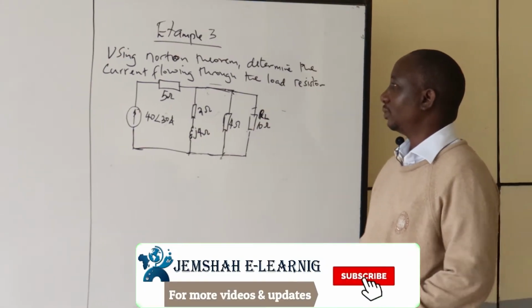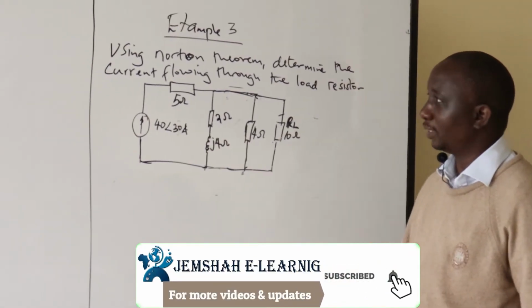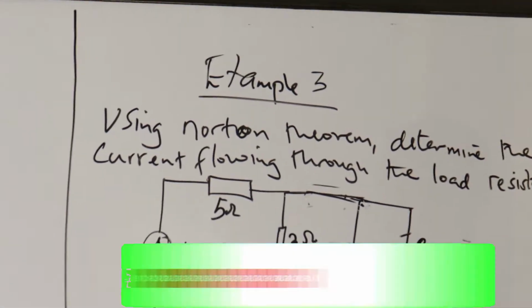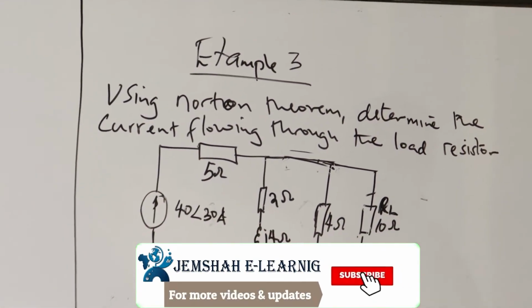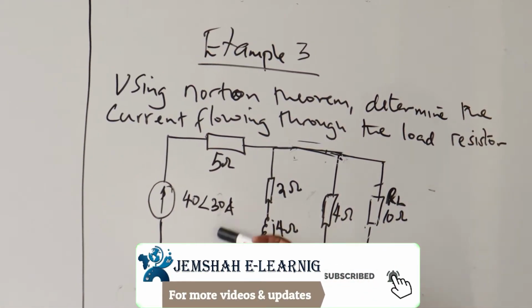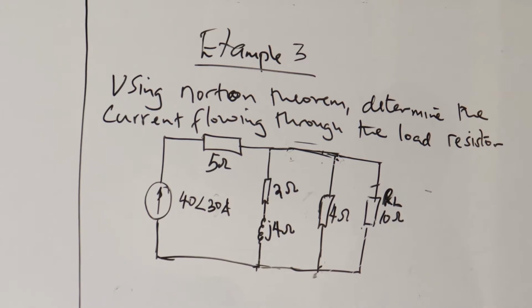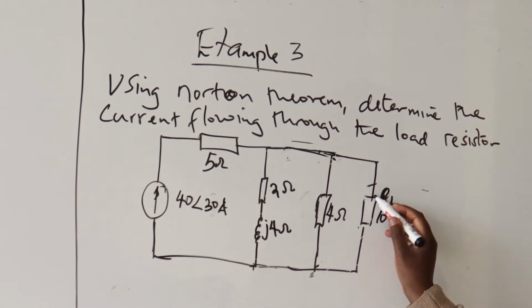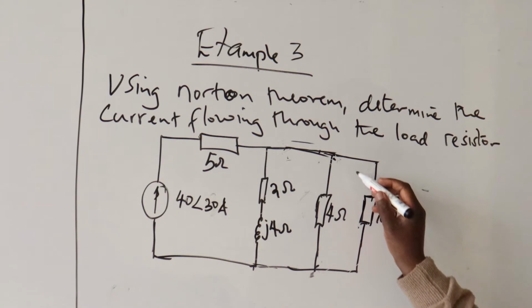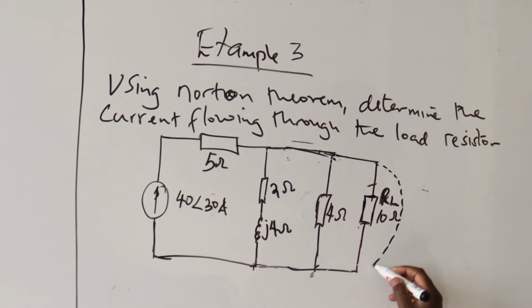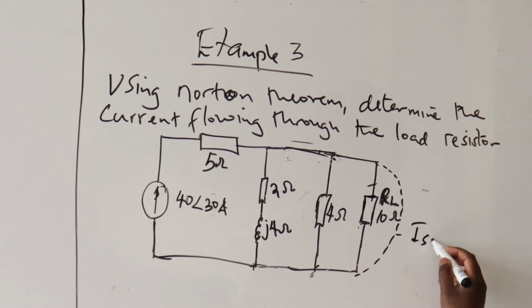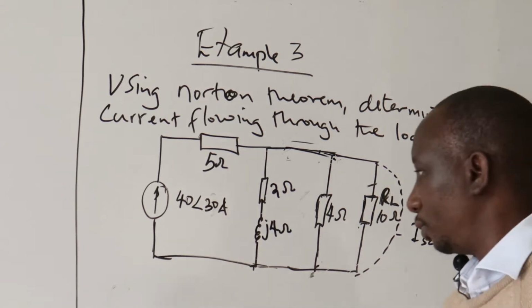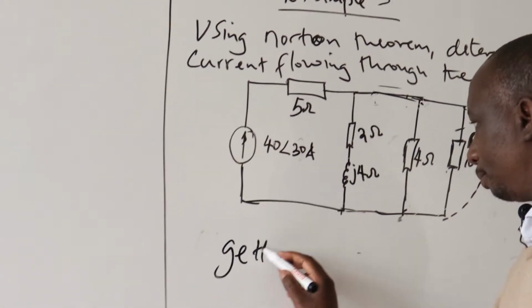Welcome to this session, and we are going to proceed with another example, which is example 3. In this case, the unique thing about this circuit is that this time we are given the current as the source. Being given the current as the source, we look at it critically. We are supposed to create a short circuit across this device here, so that we get what we refer to as I of SC.